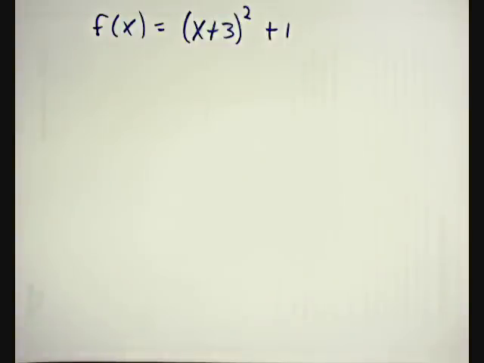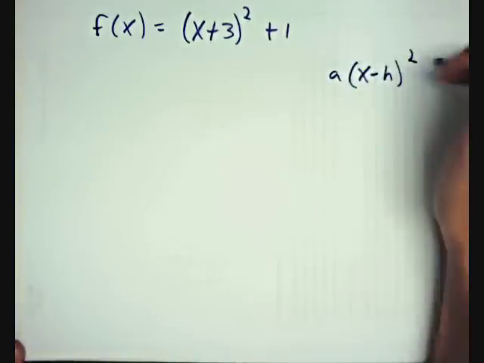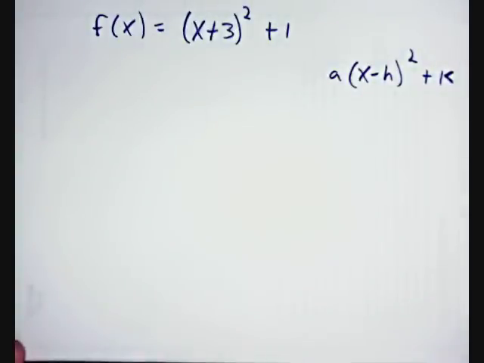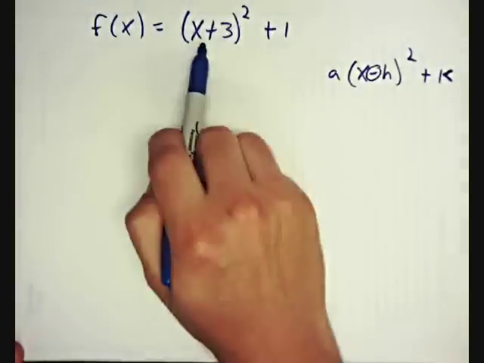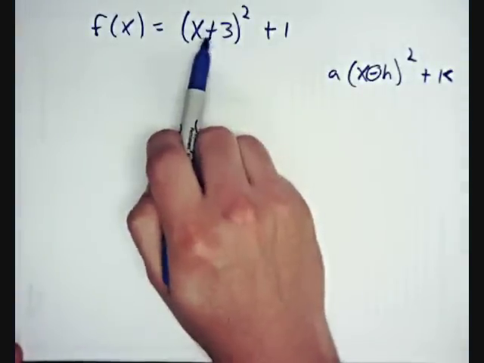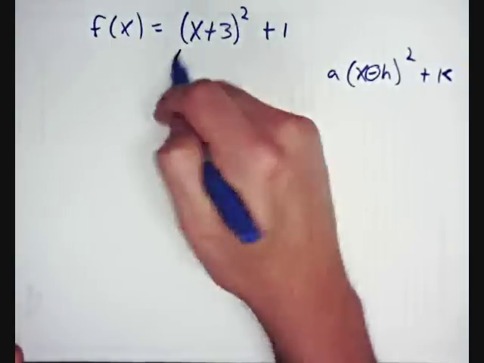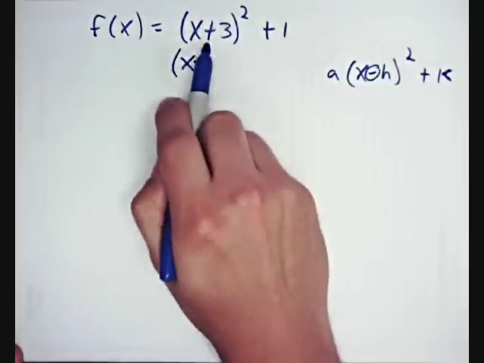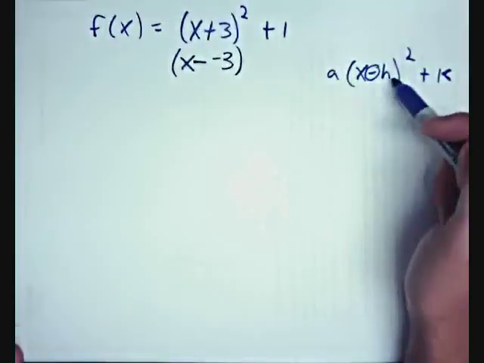Okay, so first off, the form again is a times (x minus h) squared plus k. So notice you have a minus sign right here. In our equation, we've got a plus. So how could that minus in the form have changed to a plus? Well, that means we must have had a negative 3, because x minus h is the form, and if we have a plus, that means we must have had a negative 3 for h.